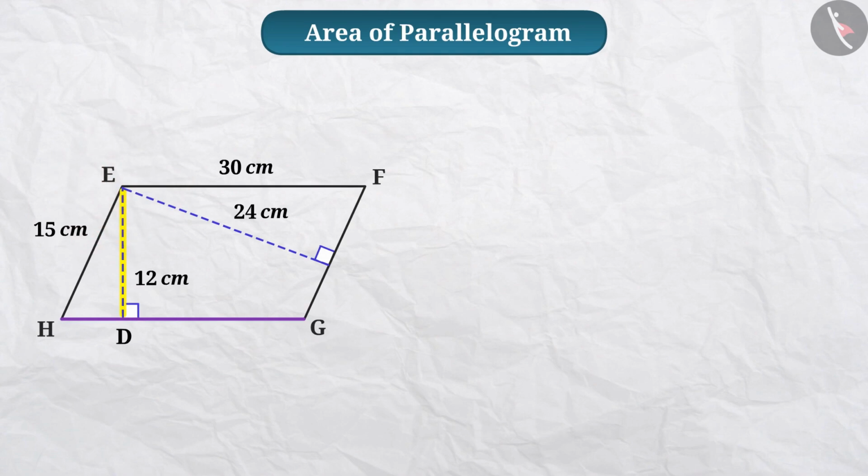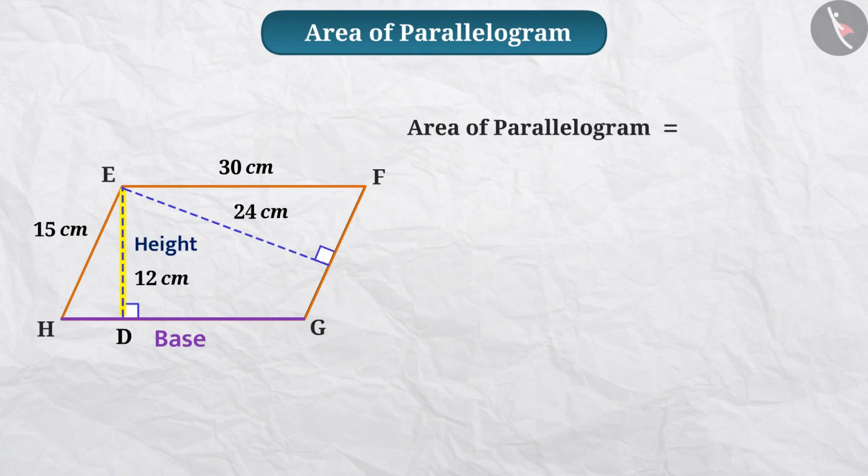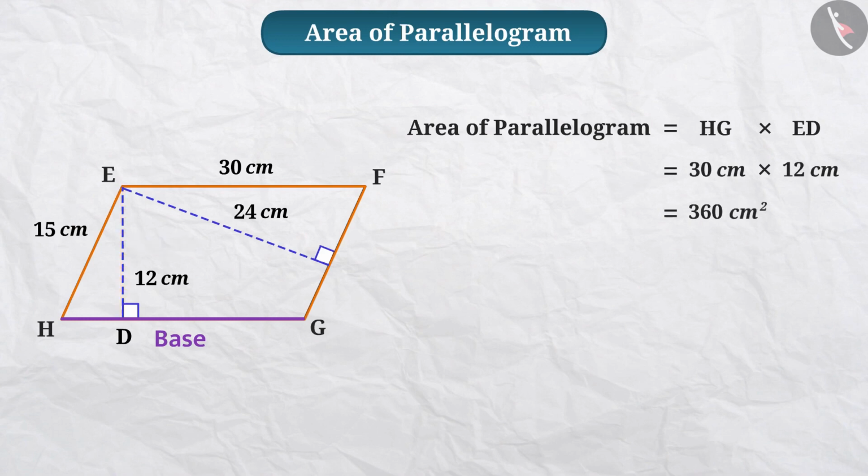If we consider side HG of parallelogram EFGH as base and perpendicular ED as height, then we get area of parallelogram as HG multiplied by ED is equal to 30 cm multiplied by 12 cm is equal to 360 square centimeter. Similarly, we also see that in parallelogram EFGH on side FG, perpendicular EB is drawn from vertex E.